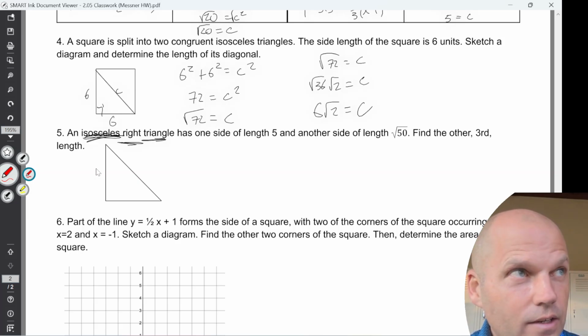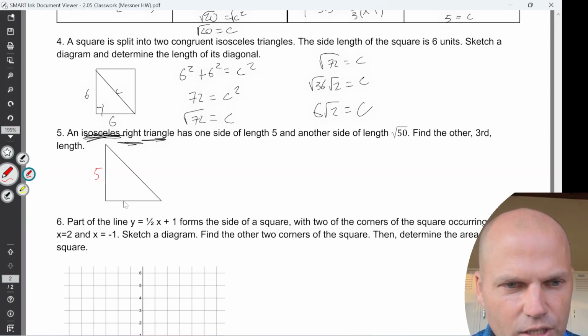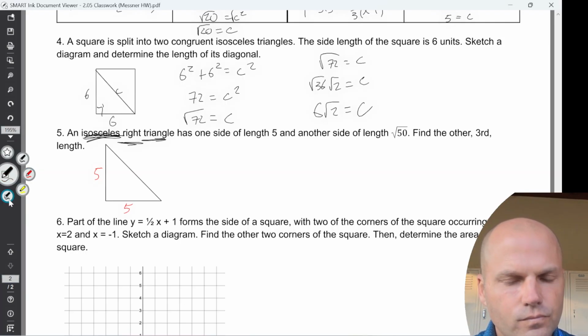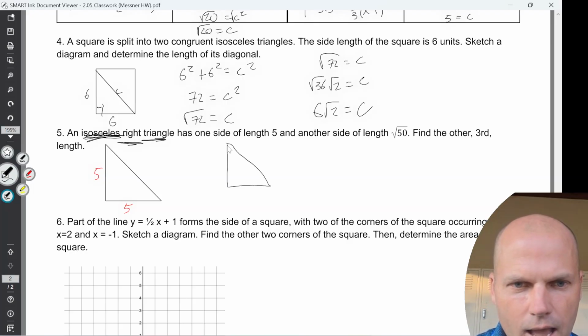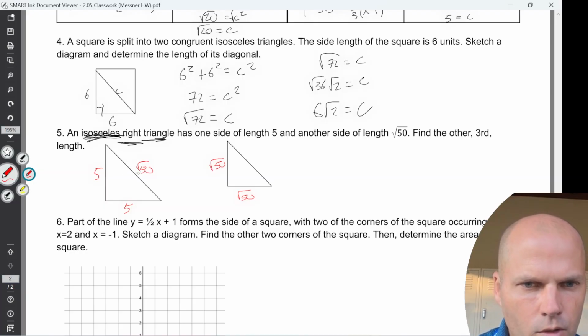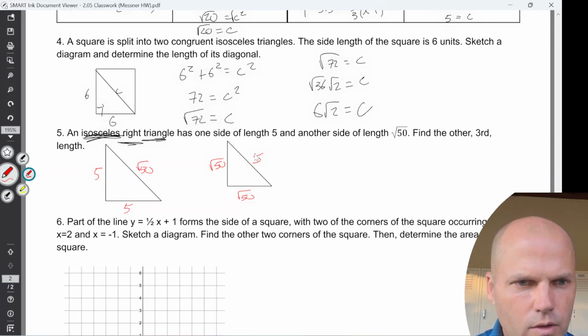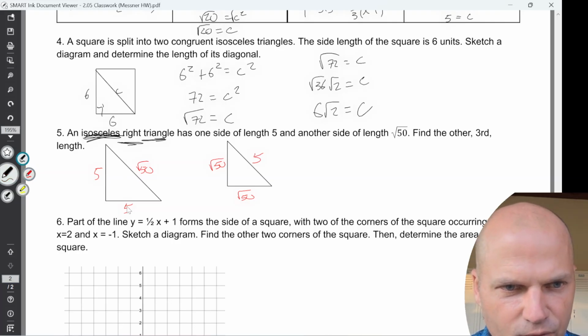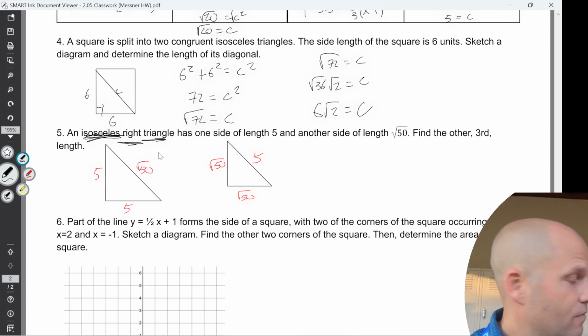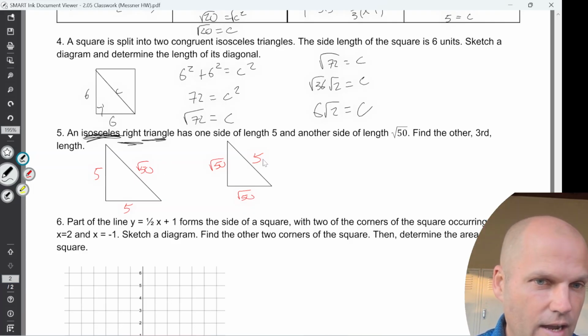Is our right triangle set up so that both of the legs are 5? Or is the right triangle set up so that both of the legs are root 50? So do we have the triangle where we have 5, 5, root 50? Or do we have the triangle root 50, root 50, 5? Well, we can use the Pythagorean theorem to see which one works.